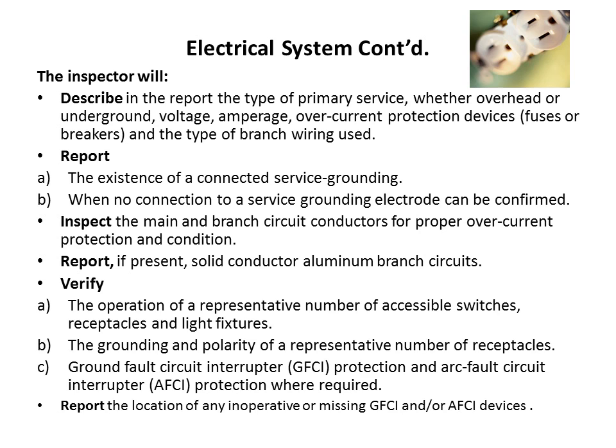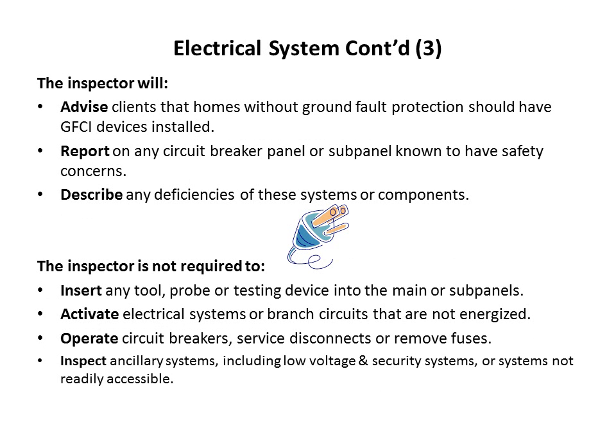Verify the operation of representative number of accessible switches, receptacles, and light fixtures. The grounding and polarity of a representative number of receptacles. Ground fault circuit interrupter protection, otherwise known as GFI, and arc fault circuit interrupters, otherwise known as AFCI, protection where required. Report the location of any inoperative or missing GFCI and or AFCI devices. The inspector also will advise clients that homes without ground fault protection should have GFCI devices installed. Report on any circuit breaker panel or sub-panel known to have safety concerns. Describe any deficiencies of these systems or components.